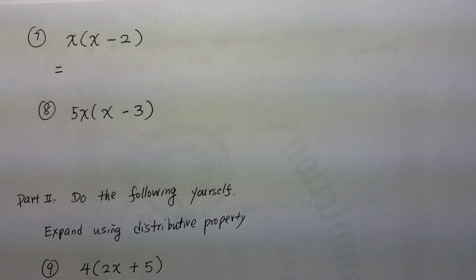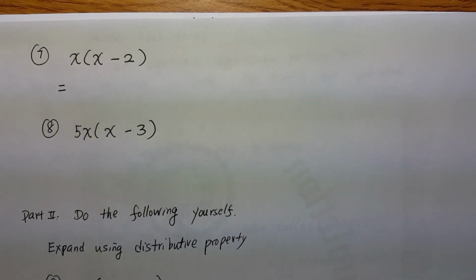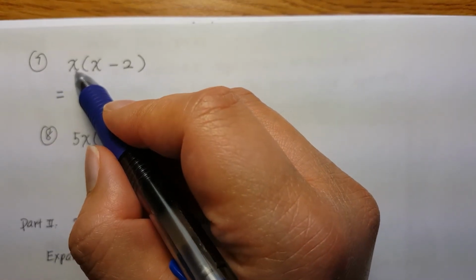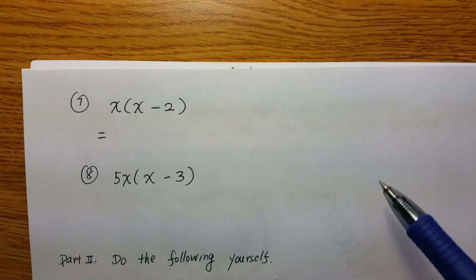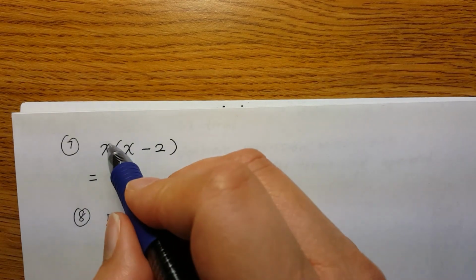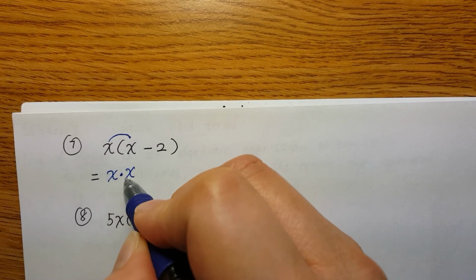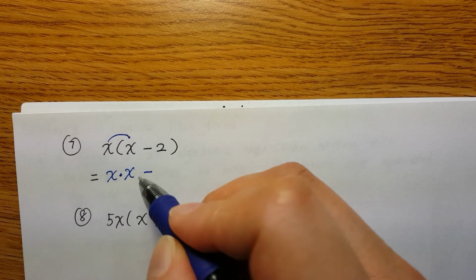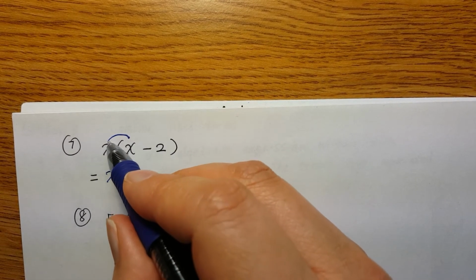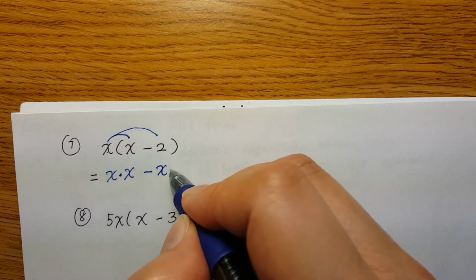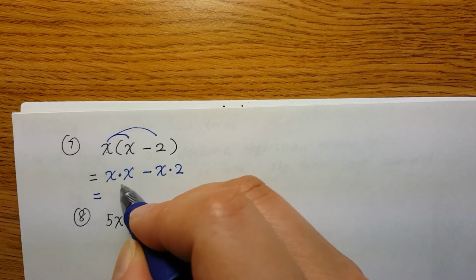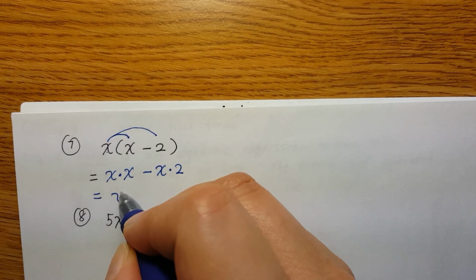Let's take a look at number 7. Number 7, we have x outside, x times x minus 2. The part outside is an x this time. So now what we are going to do is use x times each. So we're going to write down x times x. In the middle is subtraction, stay at subtraction, and then go back to x times 2. So now x times x is x squared.